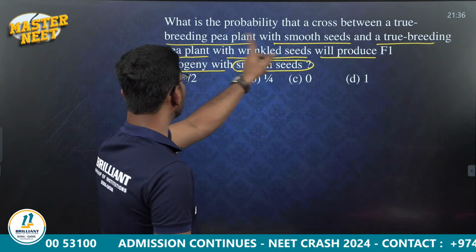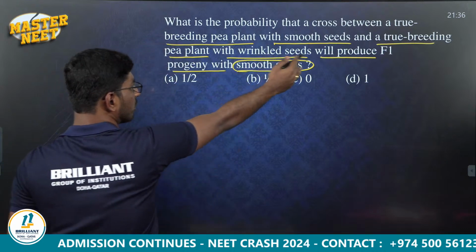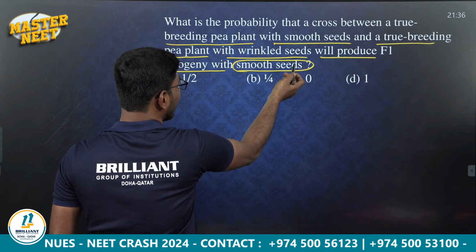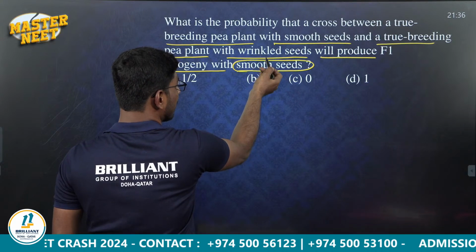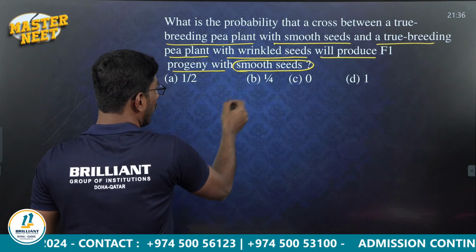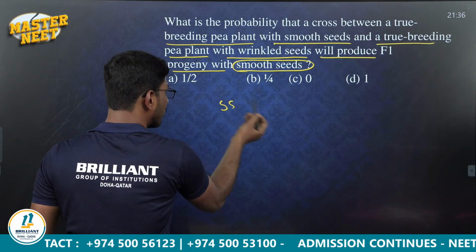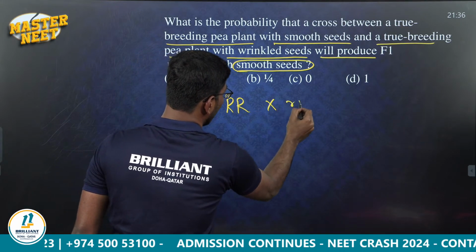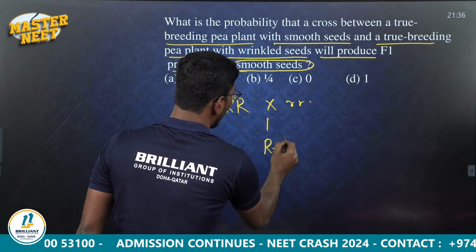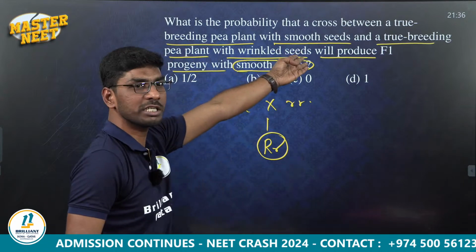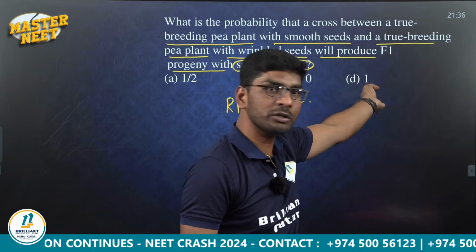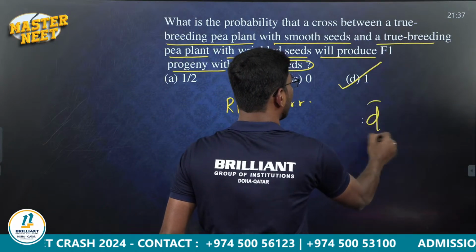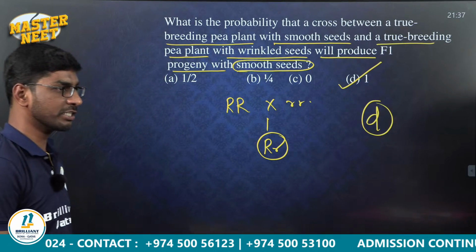Come on, try to do this one. They've given a true breeding pea plant with smooth seeds and a true breeding pea plant with wrinkled seeds. Here wrinkled we know is recessive. So if I take this cross, capital S, or you can use capital R, also capital R, and small r. In the next generation, all will be smooth seeds, right? The wrinkled will not be there. So the answer is 1. How simple. Next.